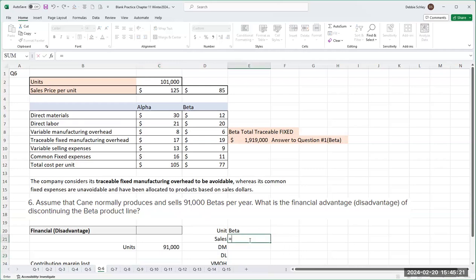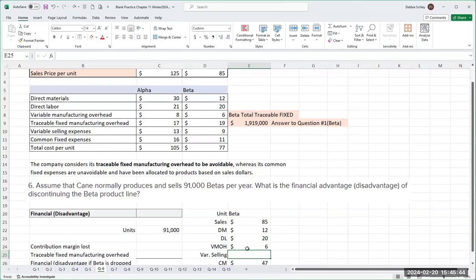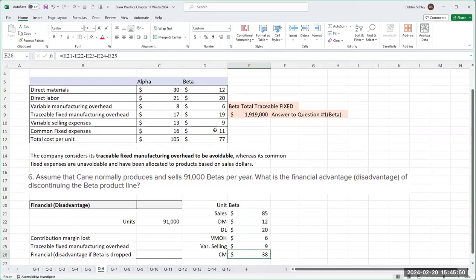So my selling price for beta is 85. My direct materials for beta is 12. My direct labor per unit for beta is 20. My variable manufacturing overhead for beta is 6. And my variable selling expenses are 9. Okay, so if I take the selling price and minus all of those variable costs, that gives me the contribution margin for 1 unit of beta.